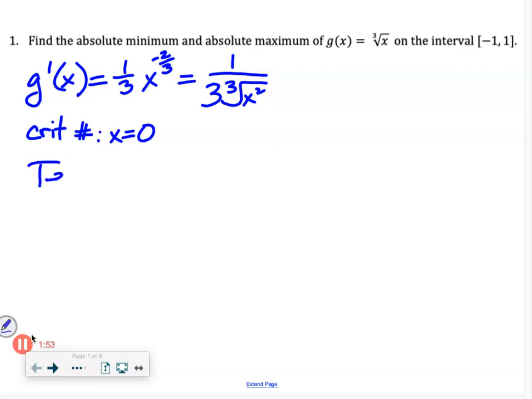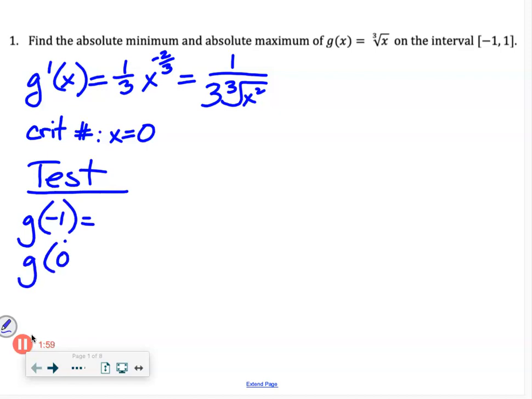So now we're going to test. So g of -1, g of 0, g of 1. I'm going to go bottom up. Cube root of 1 is 1. Cube root of 0 is 0.